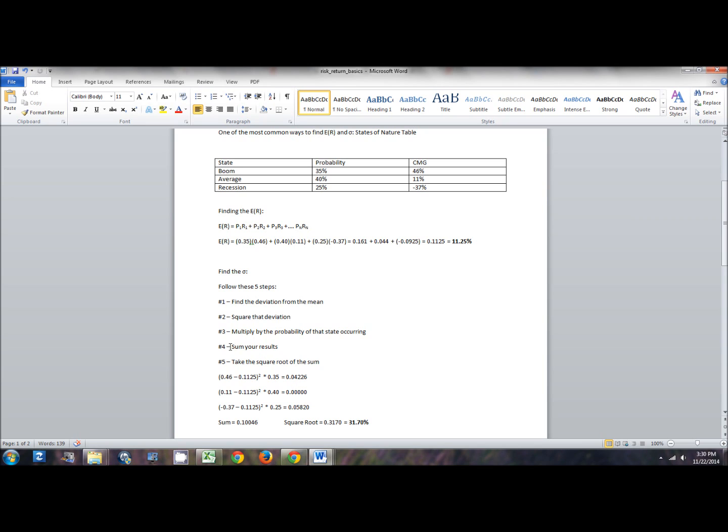You sum your results. The results are these 3 numbers right here. So my sum of those numbers is this guy right here. Then you move to step 5, and you take the square root of the sum, which is 31.7%.